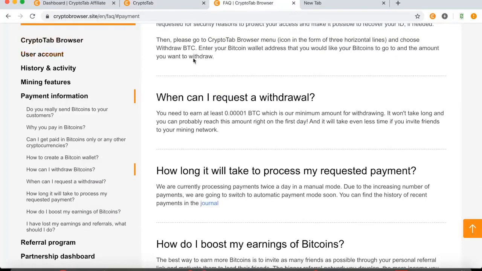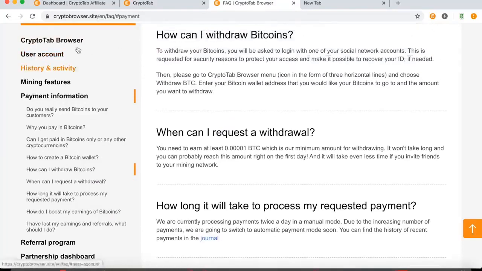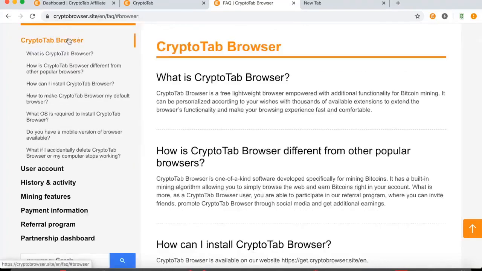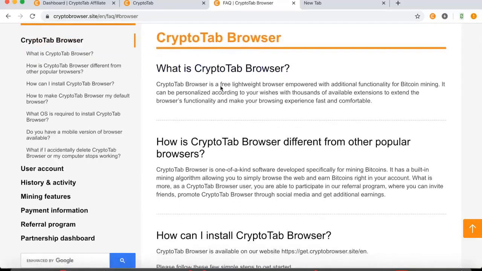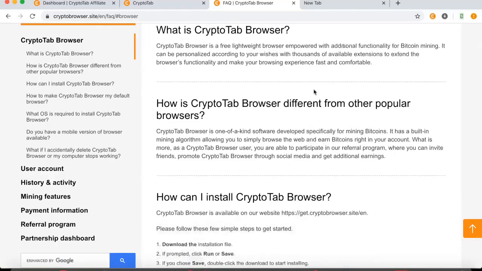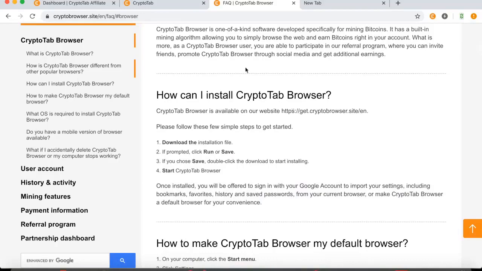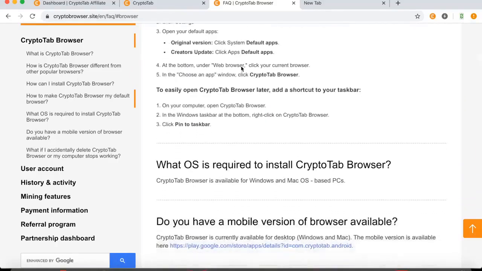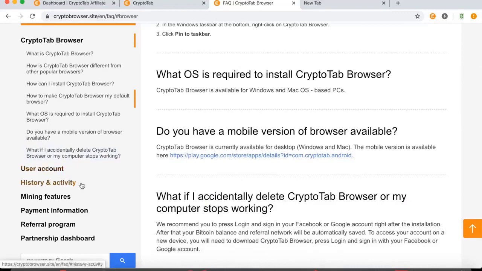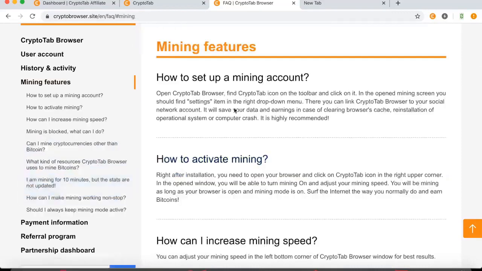Now I want to go through a couple of the frequently asked questions just to look at the ways you can maximize your earnings, and also just to answer any questions you may have about CryptoTab. So you can see right here, it says that the CryptoTab browser is a free lightweight browser that also has additional functionality for Bitcoin mining. And it's different from other popular browsers because it's specifically designed for mining Bitcoins. Now you can also look at how to make the browser the default so that you get more money. Now let's just go down to some mining features, and it says how to set up a mining account.